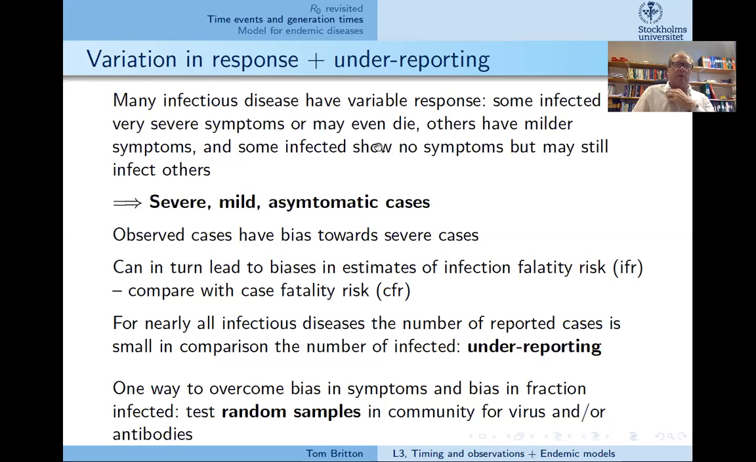Okay, so that was about the generation time, where I was involved a little bit in that study. So now some more general stuff. It's important to have in mind that people that get infected get different types of responses. Some have very severe symptoms, and some even die. Others have very mild symptoms, and some people that get infected show no symptoms at all, but still they could infect others.